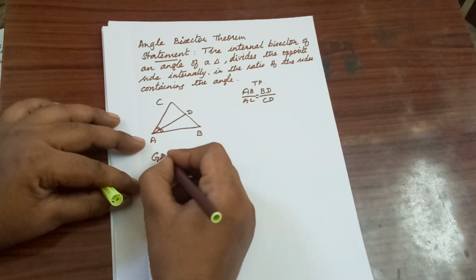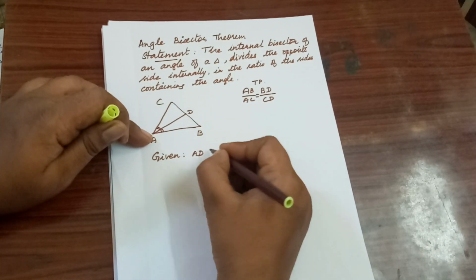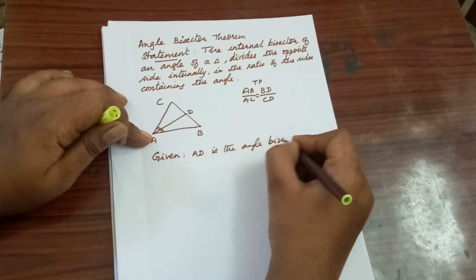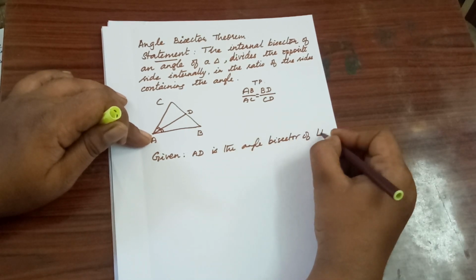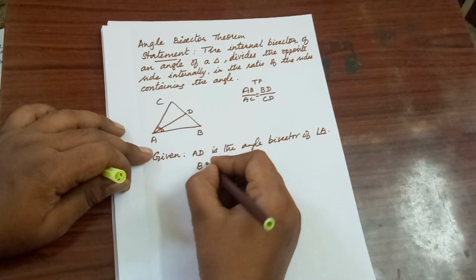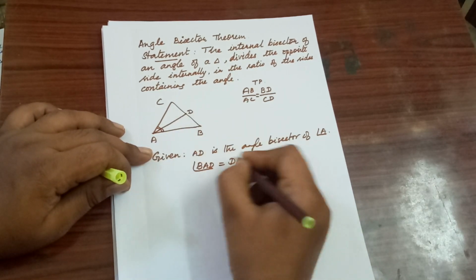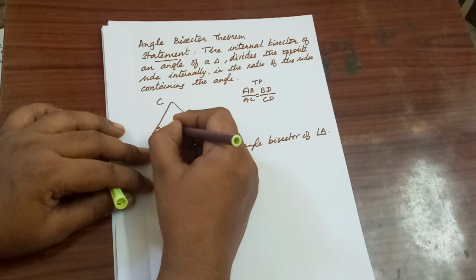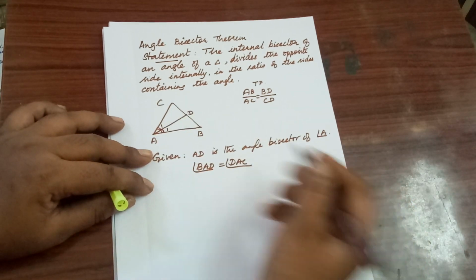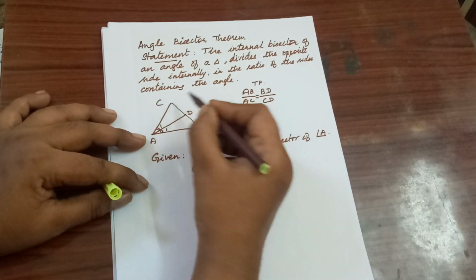To prove this, we have to construct one thing. Before that, given is AD is the angle bisector of angle A, which means given angle BAD is equal to DAC. These two are equal. Let us name the angles as 1 for our convenience, as the measures are equal.